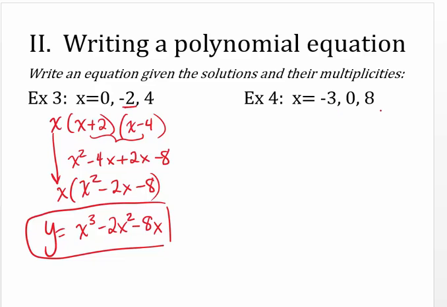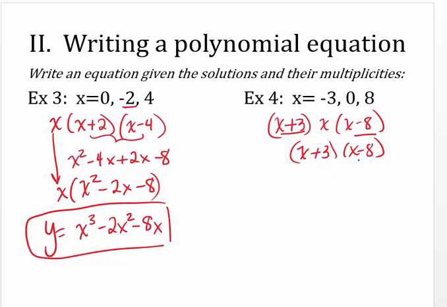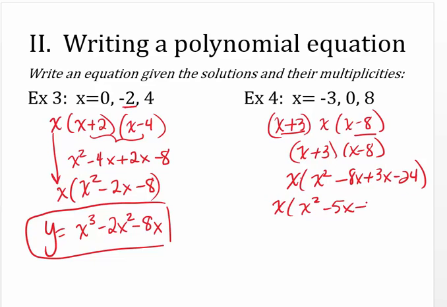So in example 4, again, these all have multiplicities of 1. But let's write our factors. So this would be x plus 3 times an x times x minus 8. So I would multiply the binomials together first. Get the hard stuff out of the way. The box or FOIL that, I still have the x on the outside. I would get x squared minus 8x plus 3x minus 24. Combining like terms, I have x squared minus 5x minus 24. And then distribute that x out. So you'll have x cubed minus 5x squared minus 24x.